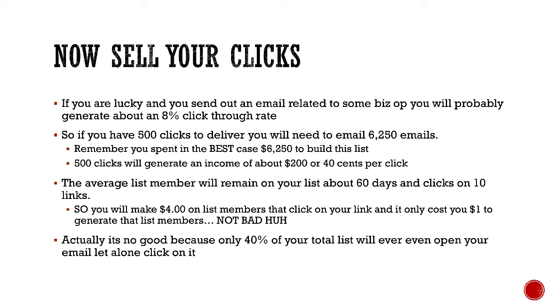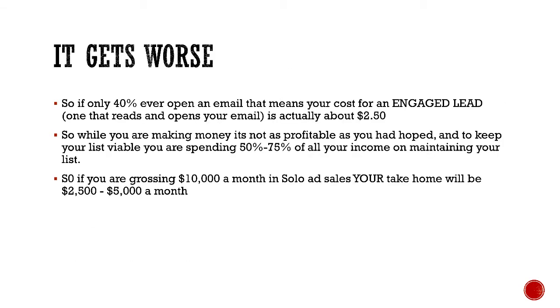Actually, it's no good because only about 40% of your total list will ever open, engage on any emails, let alone click on it. So you've spent a lot more generating what we call engaged leads. So it gets a lot worse. If only 40% ever open an email, then your cost per engaged lead is $2.50. So if you have 100 leads and only 40 of them ever open an email, that means your cost per lead is $2.50. So you're still making money, but nowhere near as profitable as you'd hope.